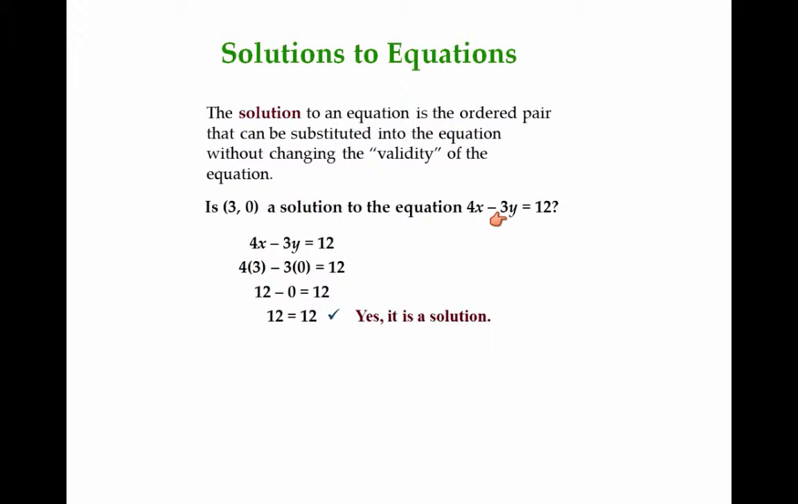In other words, I want to know if this is a point on the graph of this line. If I substitute 3 for each x and 0 for each y, I want to see if that makes sense. In this case, it does. 12 is equal to 12. So that means (3, 0) is a solution, one point on this line or equation.